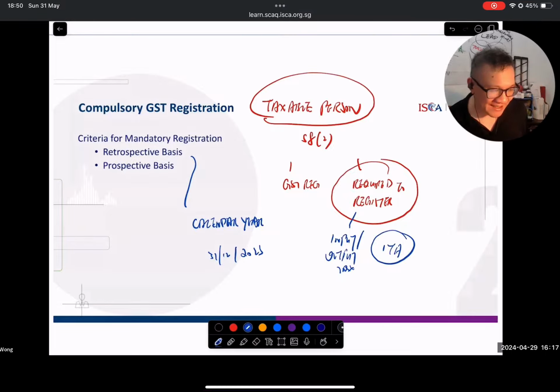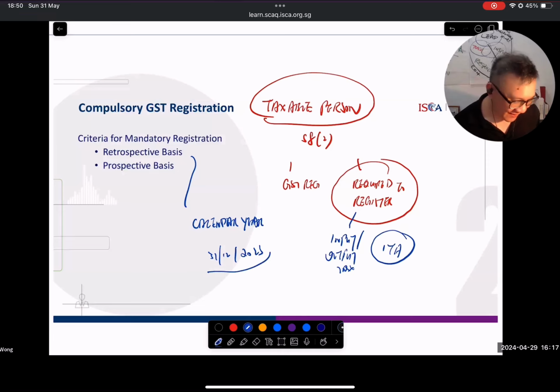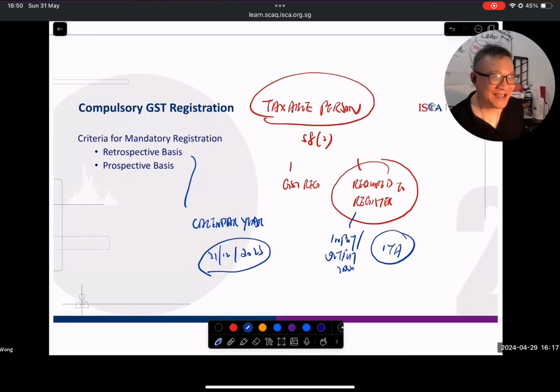Now, it might be too late to see this now. Let me just explain what I mean by that. So what I do is I look at my business, the value of the taxable supply on this date, and then I see whether the value exceeds $1 million. So if my business revenue exceeds it, the threshold is exceeded.